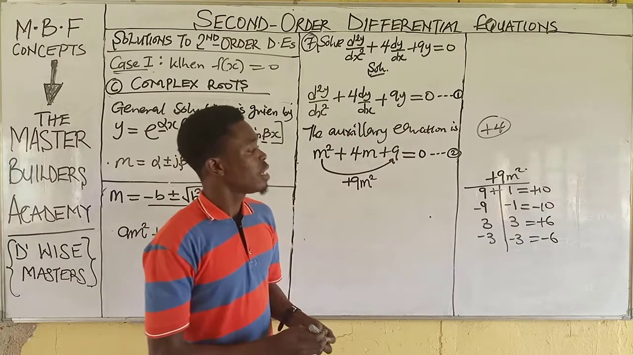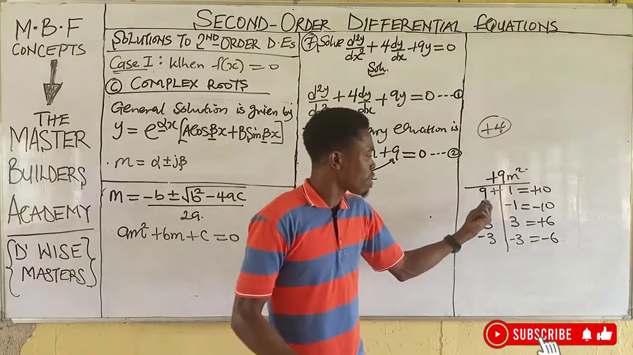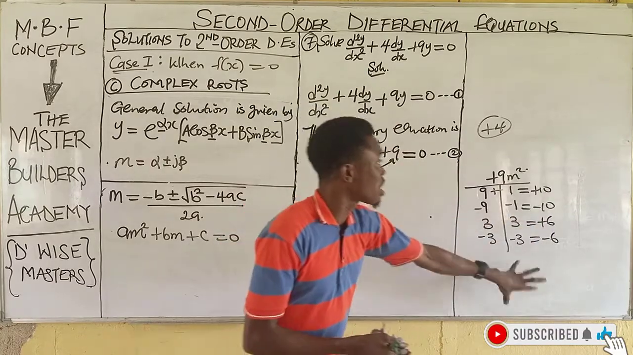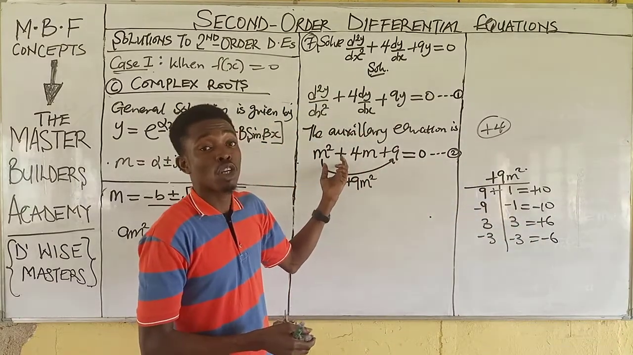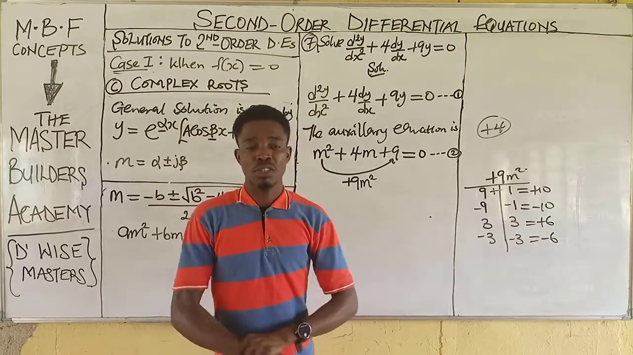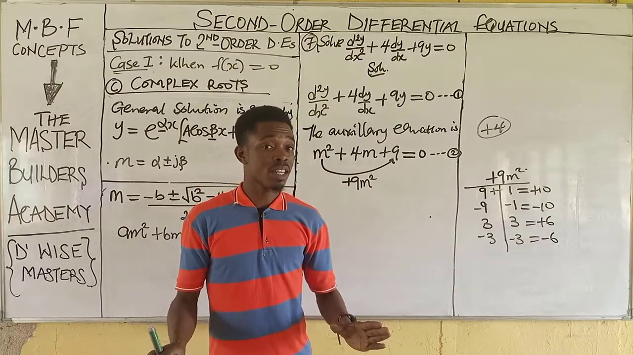So you see now that there is none of the sums of the factors here that gives us 4. So in as much as none of these factors gives us the coefficient of the middle term, that means this equation is not factorizable. Hope this is clear.